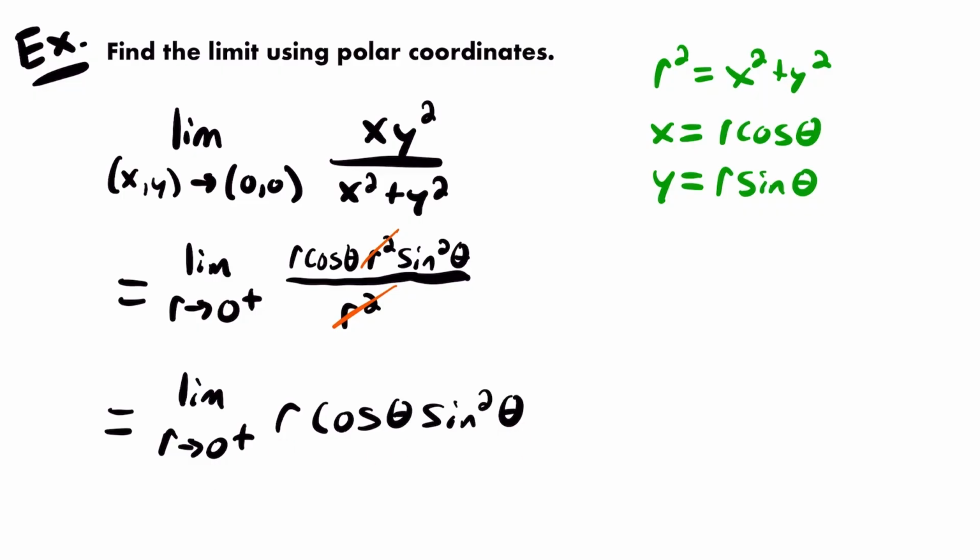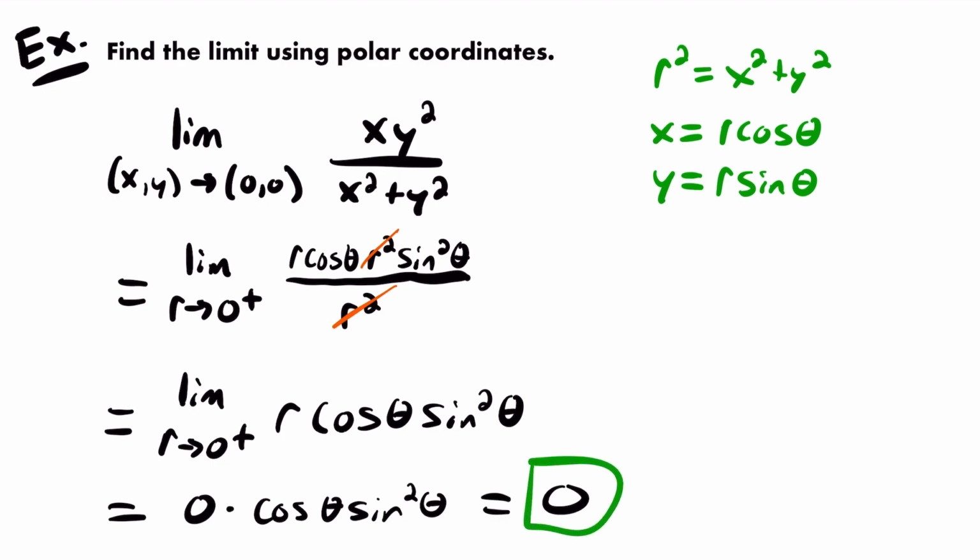Now, this might look tricky at first, but remember that this is a limit in terms of r. We're looking at what happens to r as it approaches 0 from the right. We don't really care about cosine theta or sine squared theta. If you just plug 0 in for r, you will get 0 times cosine theta sine squared theta, which will just be 0. So you get a limit of 0, and that would be the value of this limit. All paths that contain this point along this surface as they approach this point lead to a z-value of 0.